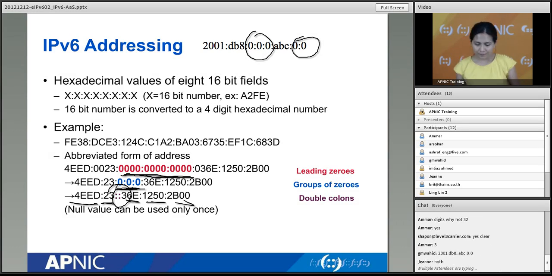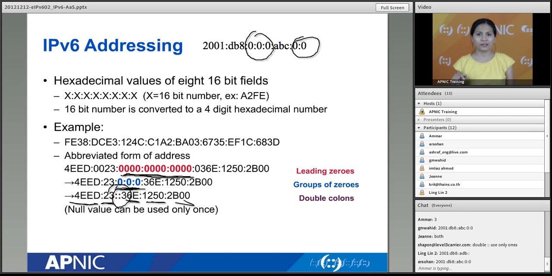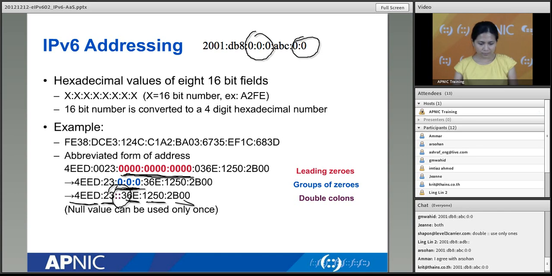Okay, one answer from GM Wahid. It's 2001 DB8 colon colon ABC. Other people are writing, so I'm having a hard time reading all your comments. Okay, I have one correct. Ling, I'll explain your answer later on. And R Sohan got the same answer as Wahid. Let me write down all the possible answers. One answer is 2001 DB8 colon colon ABC colon 0 colon 0. That's one possible answer. I see 2 of you answered that.